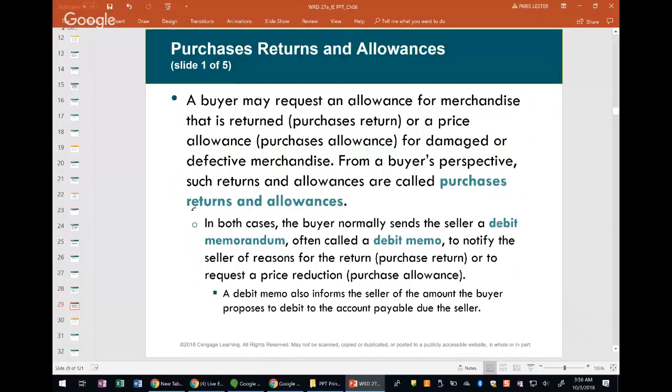In purchases and sales, you have returns and allowances. Okay? Melissa, did you ever return anything you ordered?